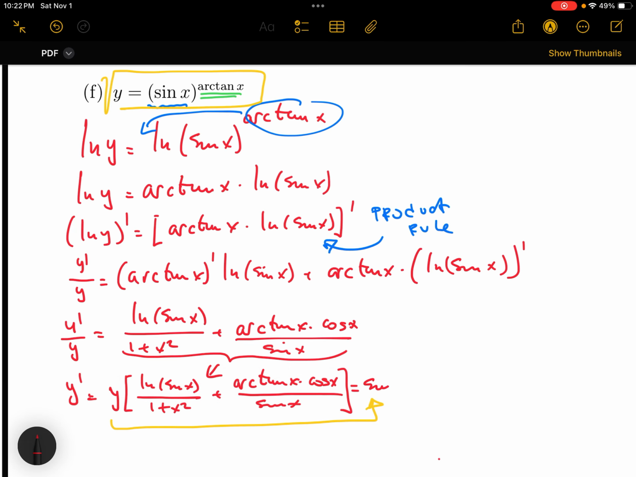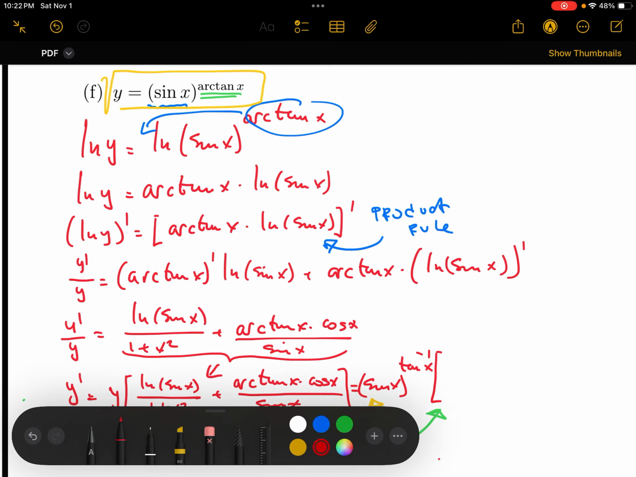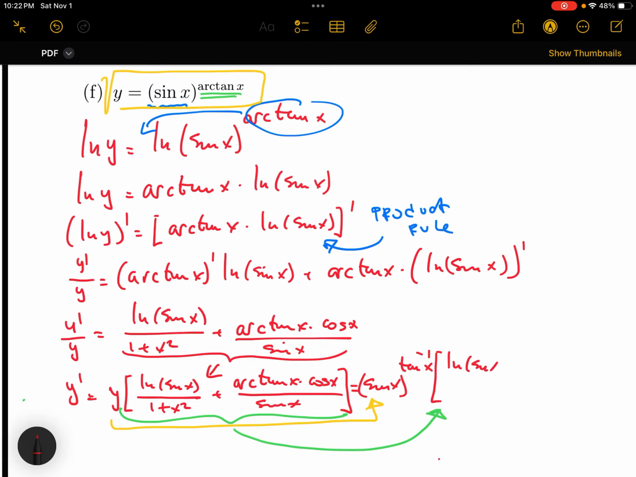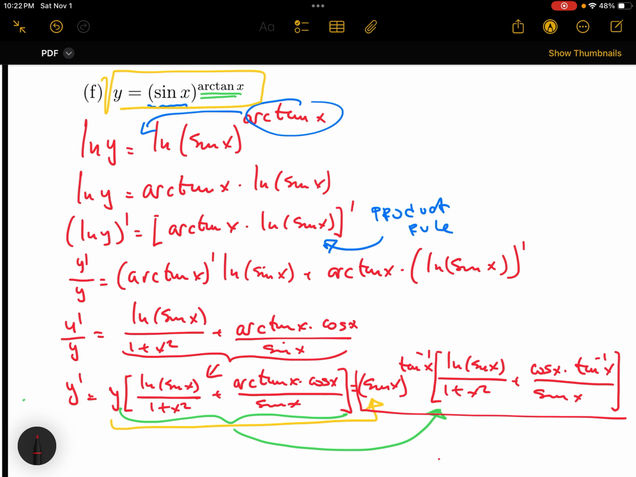So y is sine of x, the whole thing raised to arctangent of x, times, and now just bring this expression right here. Ln of sine of x over 1 plus x squared plus cosine of x times arctangent of x over sine of x. And this is the final answer.